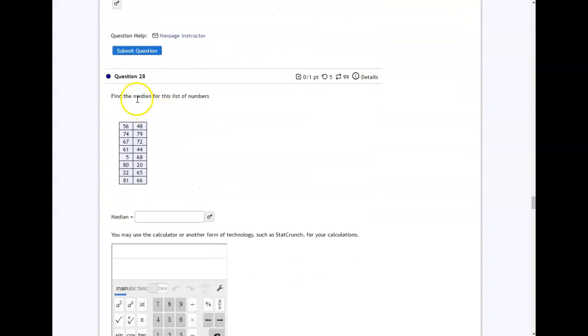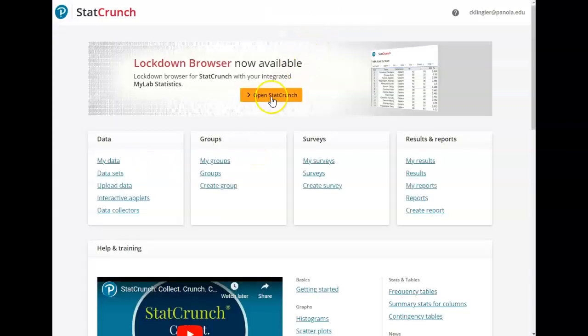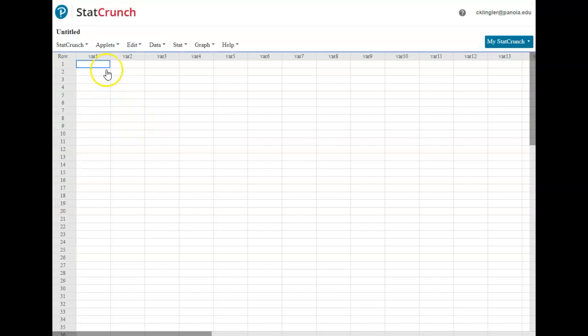On 28, it asks you to find the median, which means we're going to put those numbers in order and find the middle. Now, I don't want you to do that by hand. I want you to do it on StatCrunch. It'll just be too time consuming to list these in order. So I want you to highlight them all, and then you can right click or do Control C, or Command C if you're on a MacBook, and then go to StatCrunch, and we're going to make sure the first box is selected, and Control V or Command V to paste.